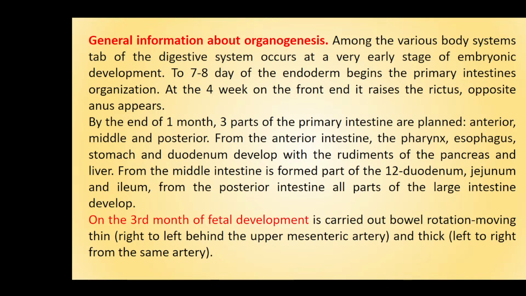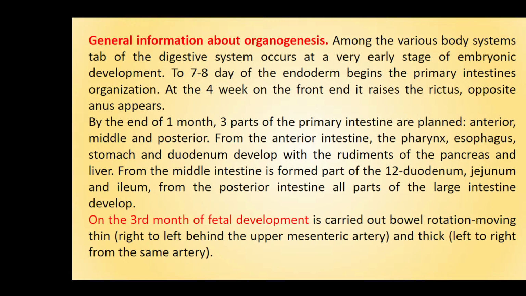Among the various body systems, the digestive system occurs at a very early stage of embryonic development. By the 7th-8th day, the endoderm begins the primary intestine's organization. At 4 weeks, at the front of it the rectum rises, opposite the anus appears. And by the end of the first month, 3 parts of the primary intestine are formed: anterior, middle, and posterior.